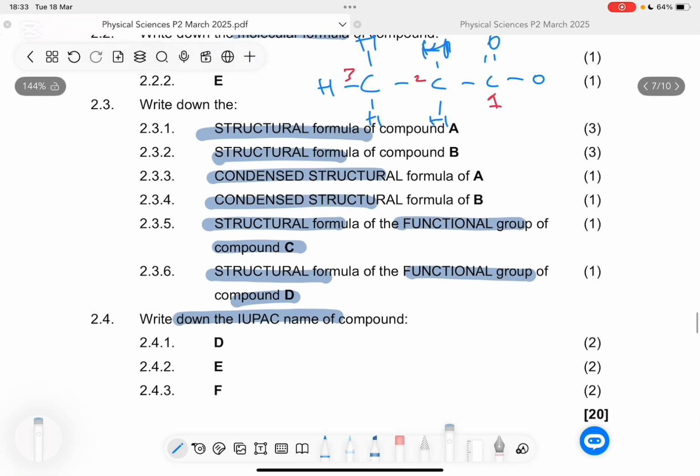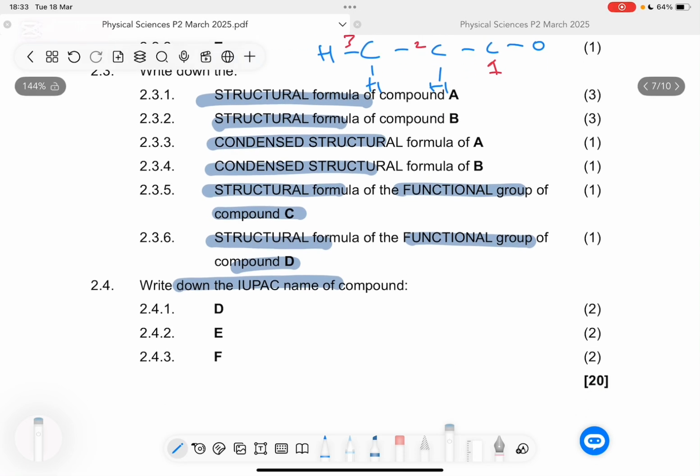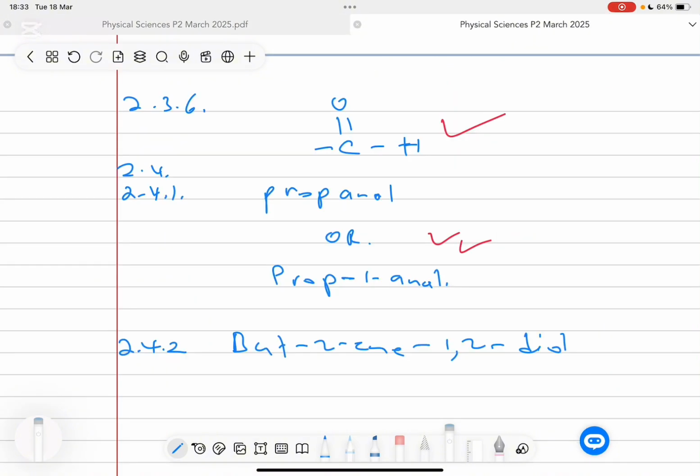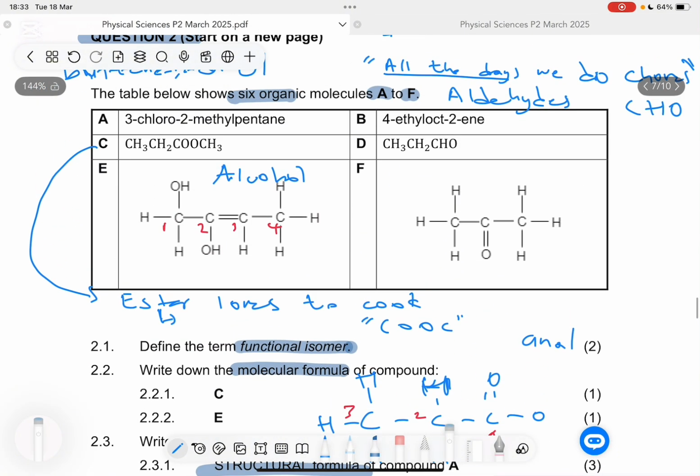The last question here, which is 2.4.3, says we should write the IUPAC name for F. Now when we go to molecule F, we can see that again we have a straight chain molecule.